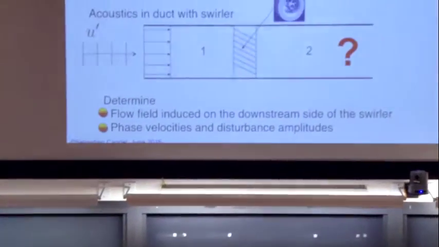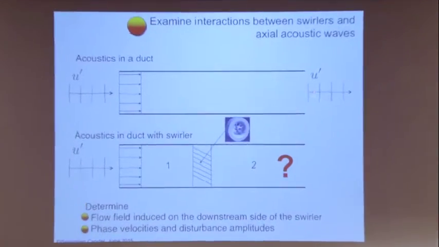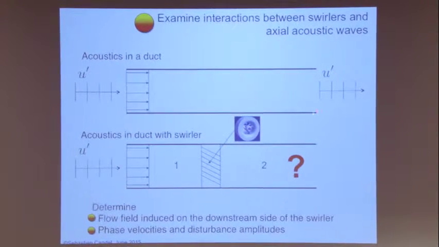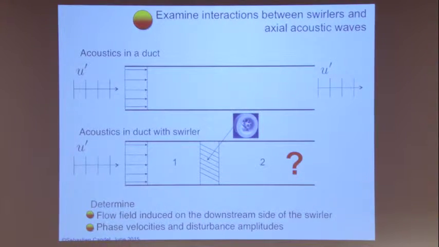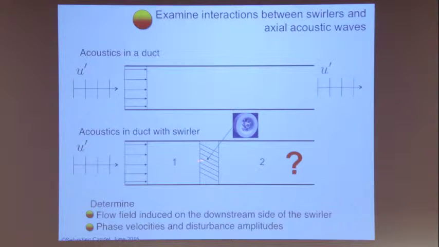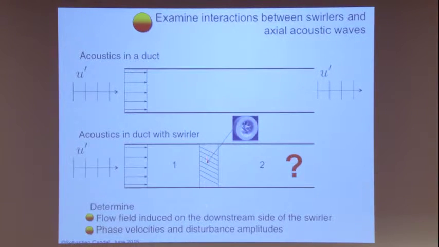So the point is the following. When you have a duct and you send acoustic waves, what you have here is acoustic waves. You don't produce anything else in this case. But now you place a swirler, for example, this axial swirler, which you can describe theoretically like vanes set at an angle. It's like a cascade of vanes. And the question is, what do you produce on the downstream side? You have on the upstream side acoustic waves. What do you produce on the downstream side?